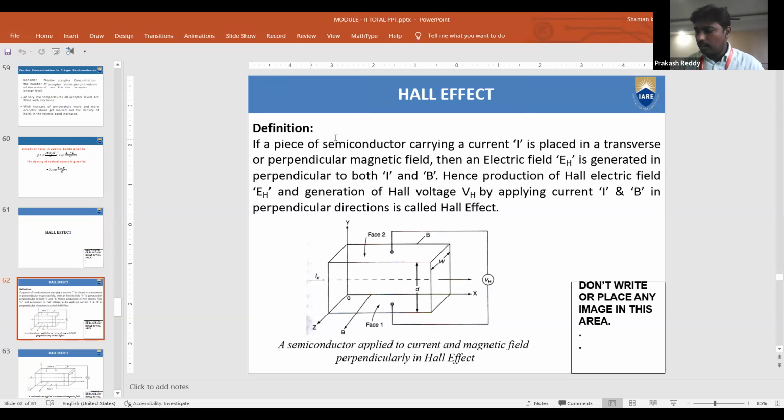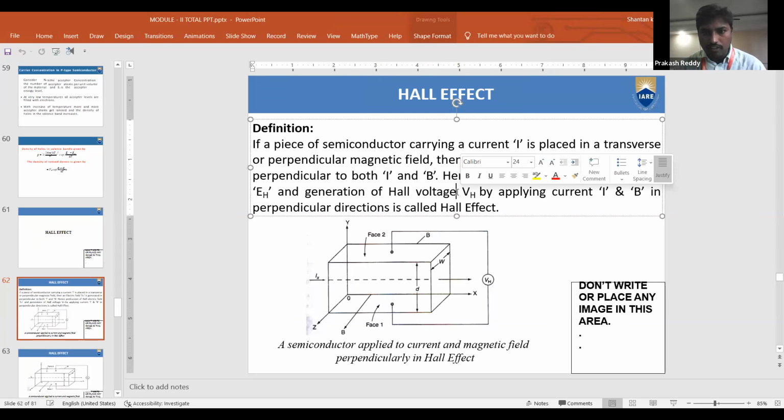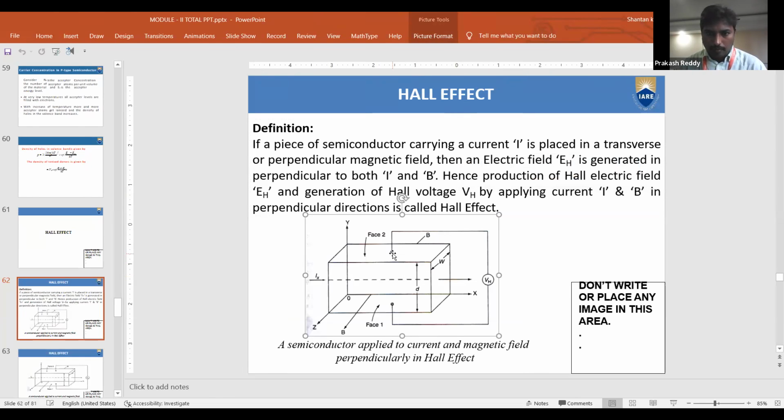In this Hall effect, we are going to derive the equations for VH and EH in terms of B and I. This is a diagram for that. This is phase 1 and phase 2. When the potential is applied, due to the force acting on the electrons, all the charge carriers are accumulated to one side. So a potential difference is created between phase 1 and phase 2. Due to that, a voltage is developed across the material, and that voltage we call the Hall voltage.